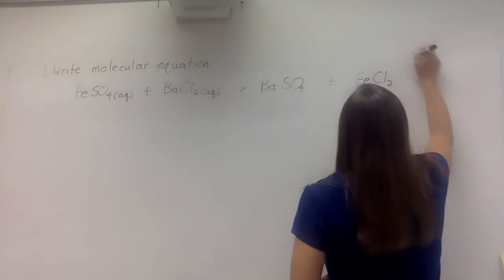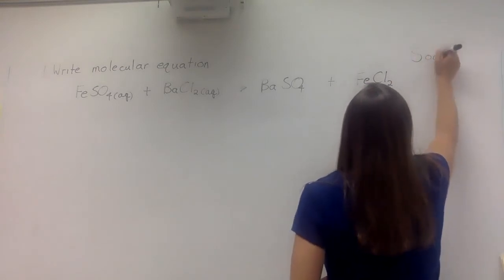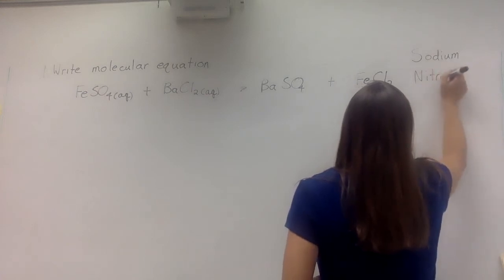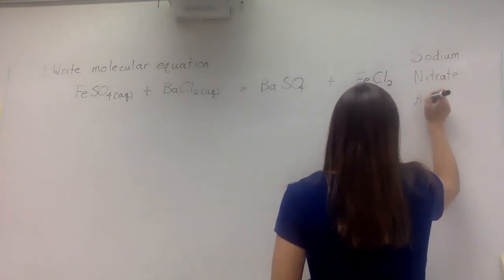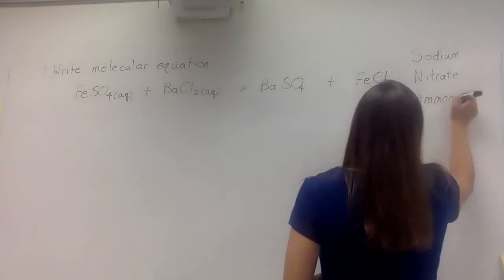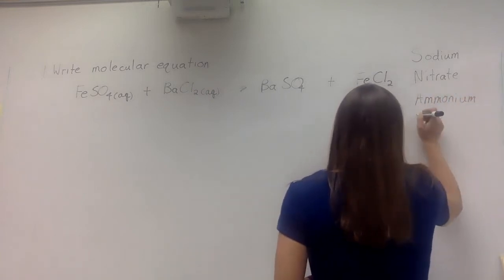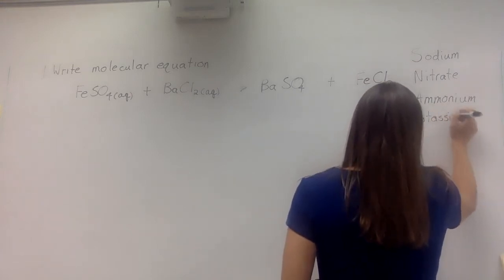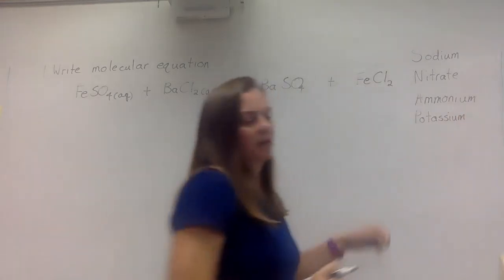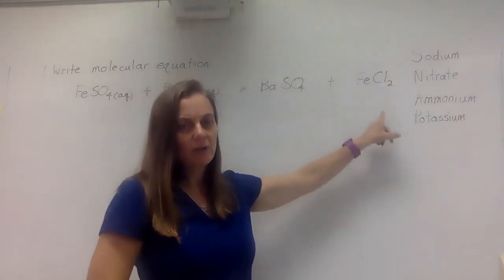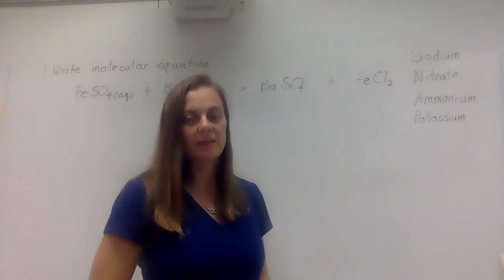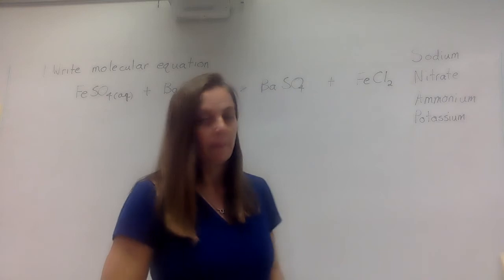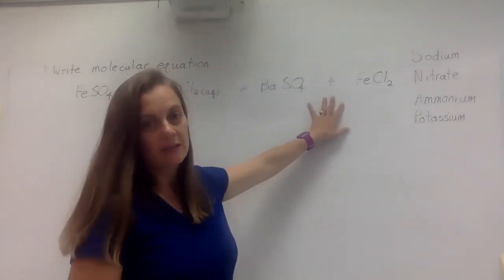So the SNAP rule stands for sodium, nitrates, ammonium, and potassium. Now I know the potassium symbol is a K, but we use the P because by doing this, we can say SNAP: sodium, nitrate, ammonium, or potassium. If it contains one of those, it is soluble. Now, this doesn't apply to any of these, does it?